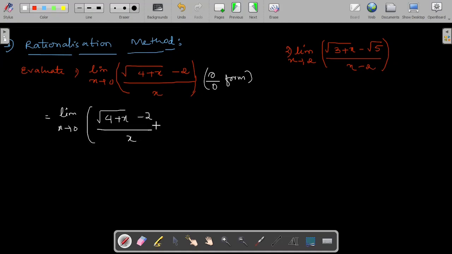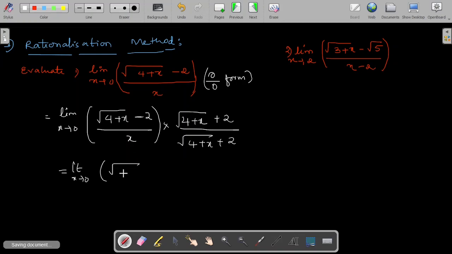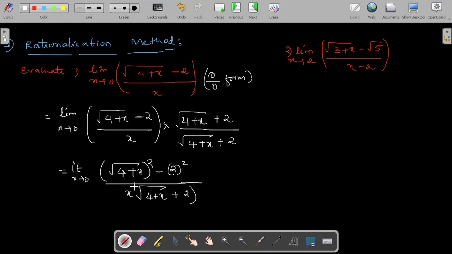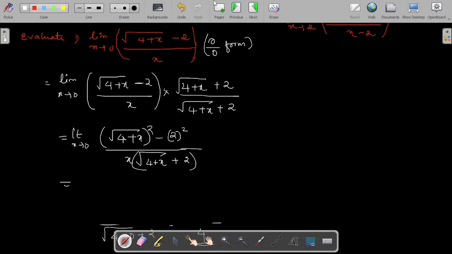Minus 2 divided by x. Rationalization is done by writing the conjugate in the numerator as well as in the denominator. That is square root of 4 plus x plus 2 divided by square root of 4 plus x plus 2. It was minus here, so I took a plus. Now the limit extends to 0. This is a minus b, a plus b. So you will get a square minus b square. So minus b square is 2 square, divided by x into square root of 4 plus x plus 2. So this is equal to, this value cancels here.